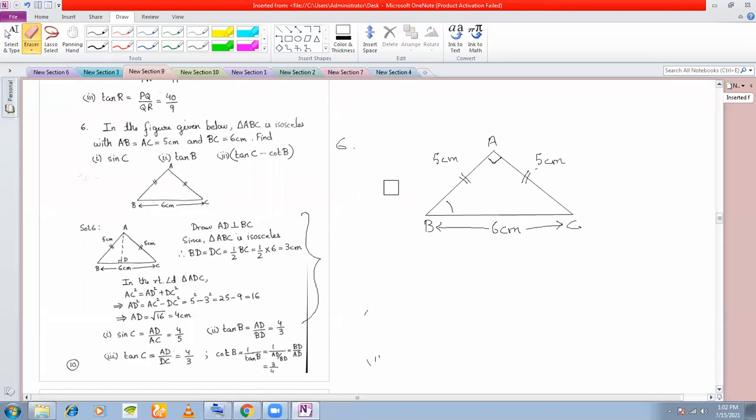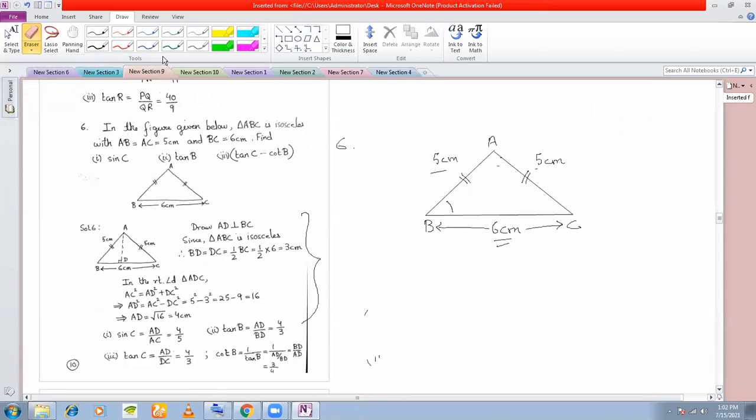Okay, let's read the question once again. In the figure given below, this is an isosceles triangle, with AB equal to AC equal to 5 centimeters. BC is 6 centimeters. I don't know whether this is a right angle triangle. Let me check. How will you check? If the greatest side is this, is the square of this plus the square of this equal to 6 square? No, it is not equal to 6 square. Therefore, this angle is not 90 degrees. Understood? So that is the point here. That is why I did it in a different manner.